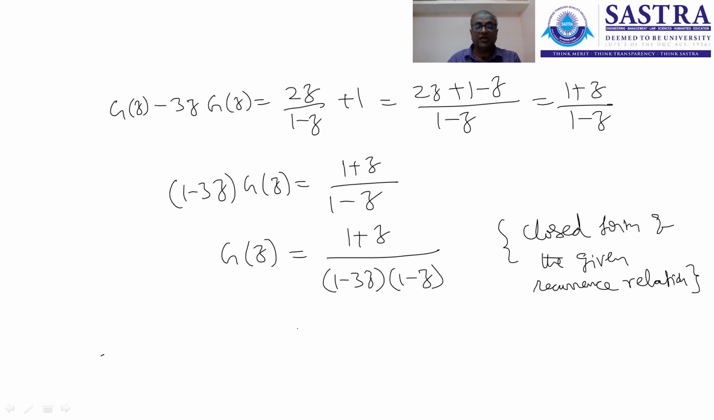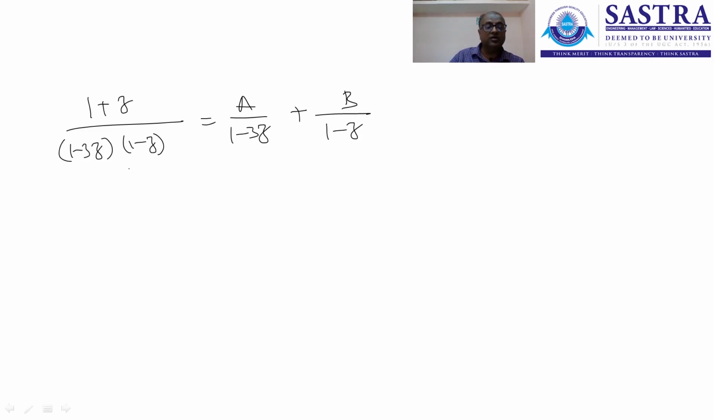Okay, I use the partial fractions to split this. So I have a by 1 minus 3z plus b by 1 minus z. This would be g of z. Let me write it down in the next slide. 1 plus z by 1 minus 3z into 1 minus z would be a by 1 minus 3z plus b by 1 minus z. So 1 plus z would be a into 1 minus z plus b into 1 minus 3z.